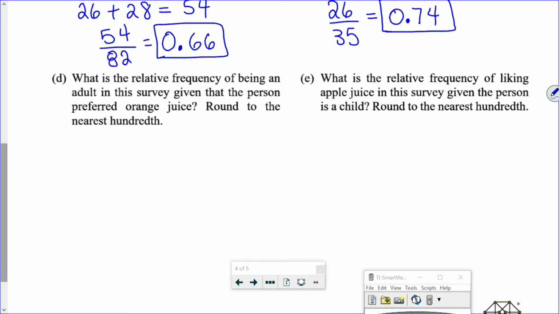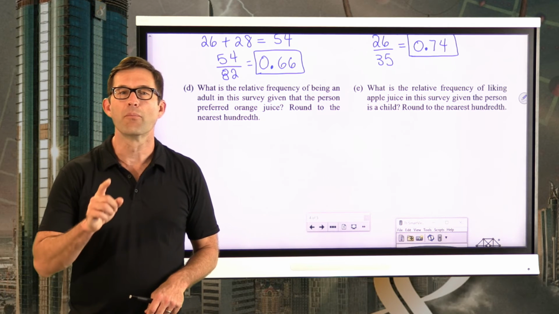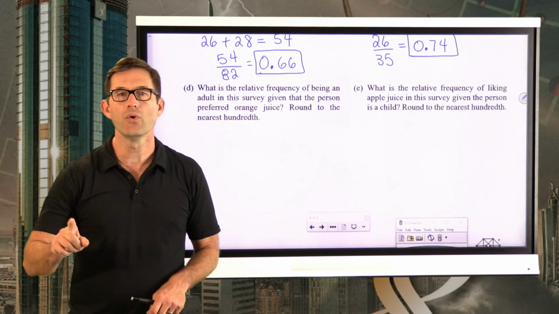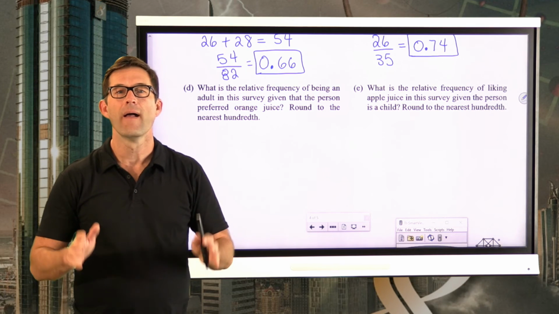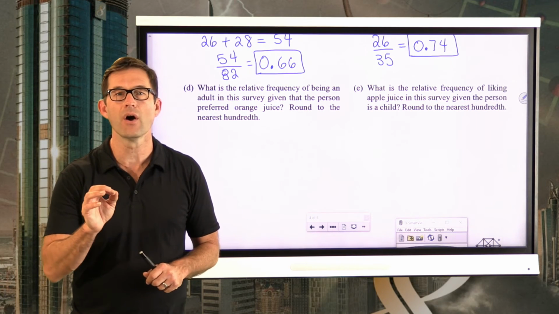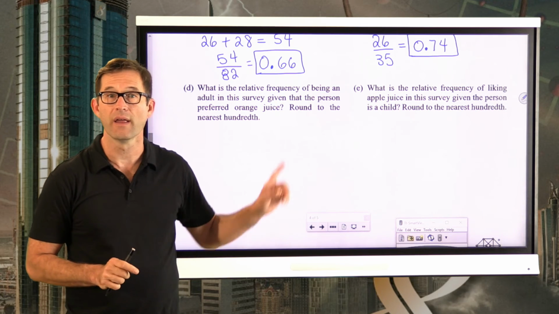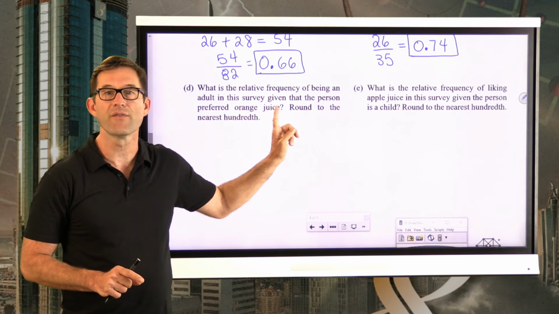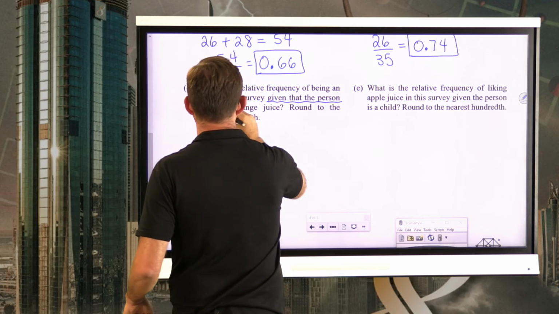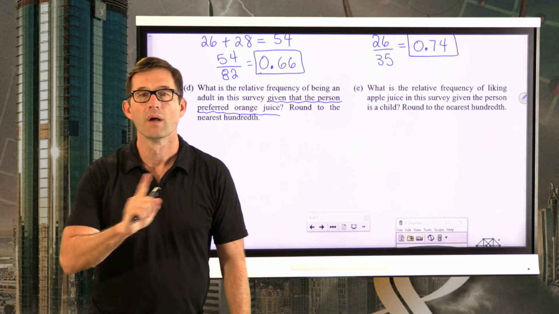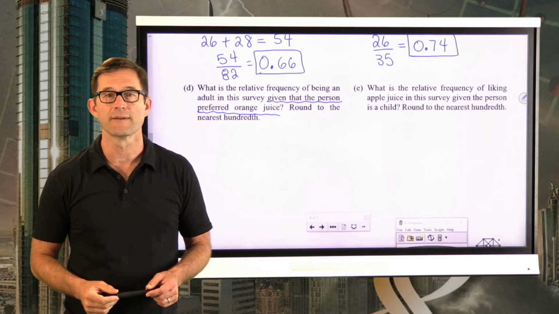Letter D. What is the relative frequency of being an adult in this survey, given that the person preferred orange juice, round to the nearest hundredth? Now, this is a little bit different. Now I want the proportion of people who preferred orange juice who happen to be adults. Now I only care about the people who prefer orange juice, and I want to know what proportion of them were adults, right? The relative frequency of being an adult in this survey, given that the person preferred orange juice. This is an amazingly important phrase, given that they preferred orange juice. So pause the video now and see if you can answer this question.